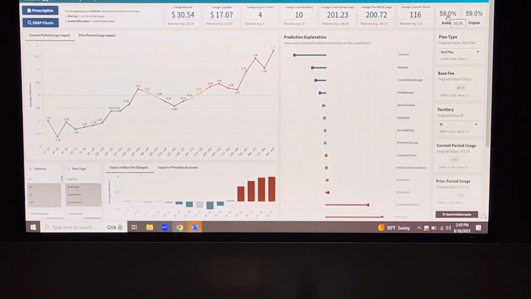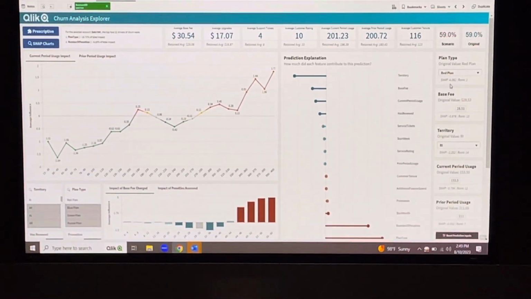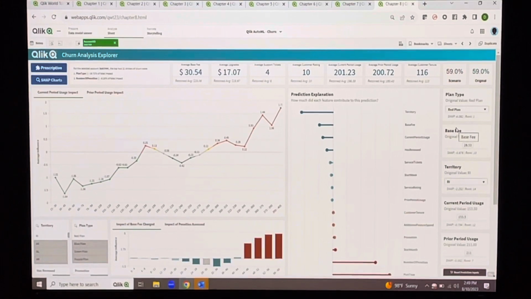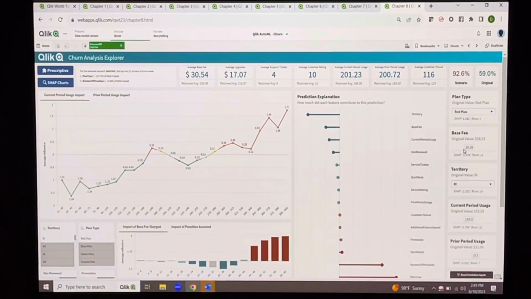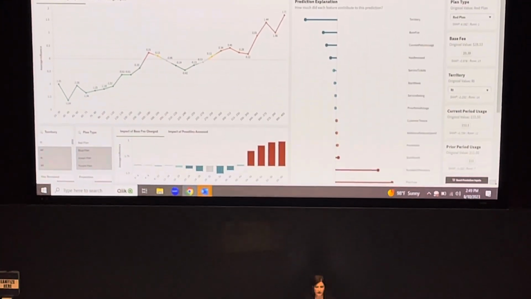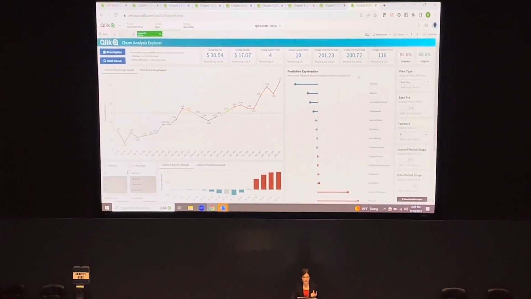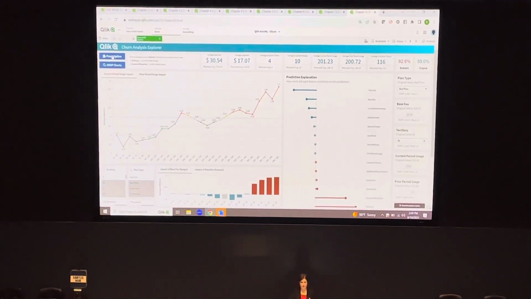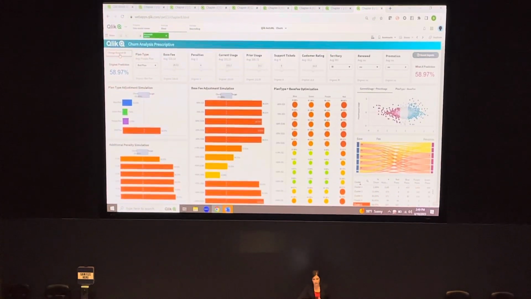So that's not great. So the first, a pretty obvious place to start would probably be to lower their base fee, right? Because everyone likes things a little bit less expensive. So I can go ahead and reduce that, but what it tells me actually when I do that is their likelihood to churn actually goes up. So that's a little bit of a head scratcher. But fortunately, I can go into my prescriptive dashboard, again, all created using Qlik Sense and AutoML.